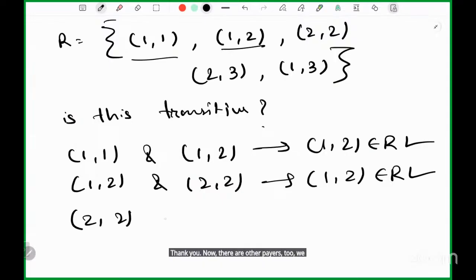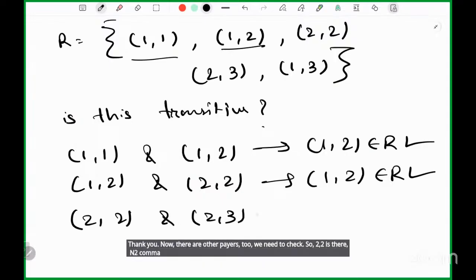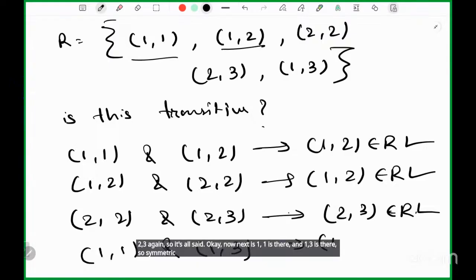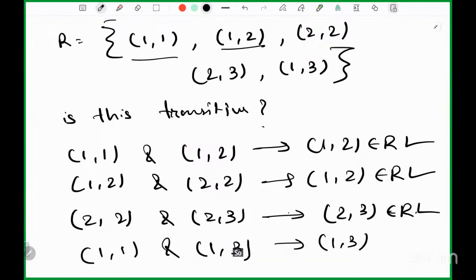2 comma 2 is there and 2 comma 3 is there. So the resultant pair will become 2 comma 3 again, so it's also there. Next, 1 comma 1 is there and 1 comma 3 is there, so the resultant pair will become 1 comma 3, and 1 comma 3 is also there.